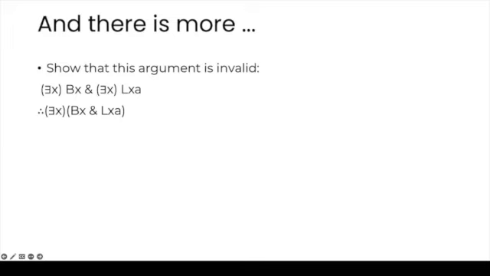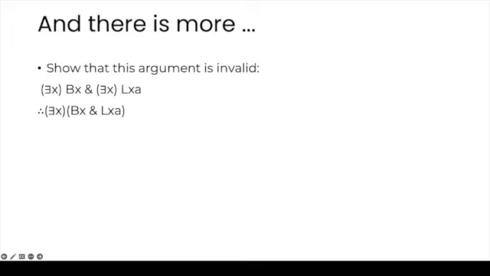Imagine that the predicate BX is X is a barbarian, and LXY is X likes Y. Then how would the argument read? I'll give you a minute to think about it. Okay, this is less than a minute, but here it goes. It would be something along these lines. Someone is a barbarian and someone likes Al. Therefore, someone is a barbarian who likes Al.